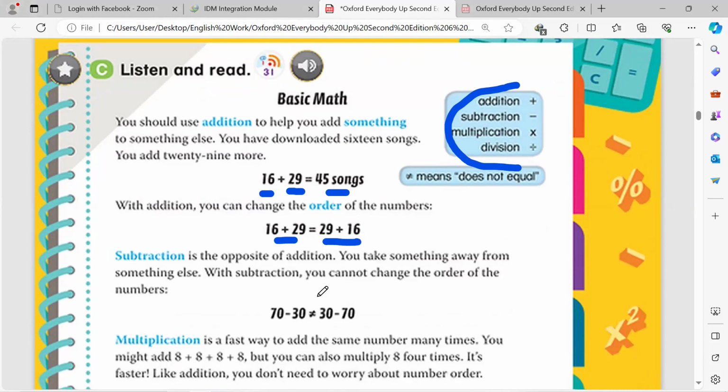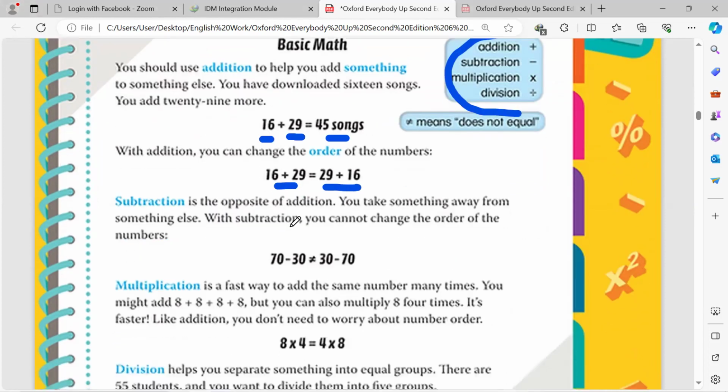And subtraction, minus, is the opposite of addition. You take something away from something else, so we subtract. With subtraction, you cannot change the order. The bigger amount should be in the first place. That's the formula. 70 minus 30 is not the same as 30 minus 70.